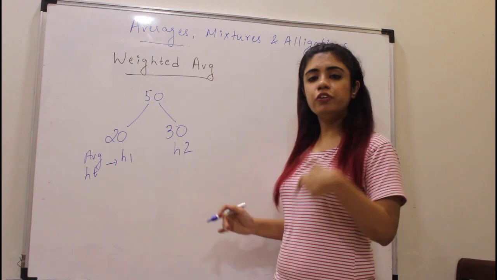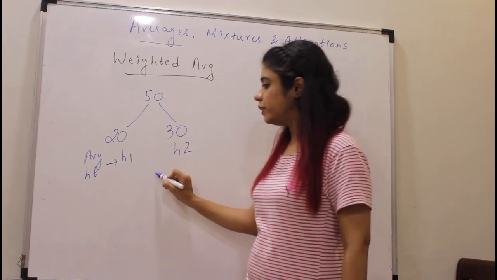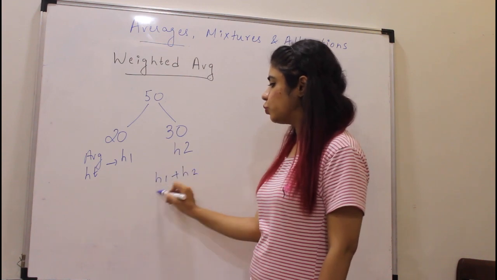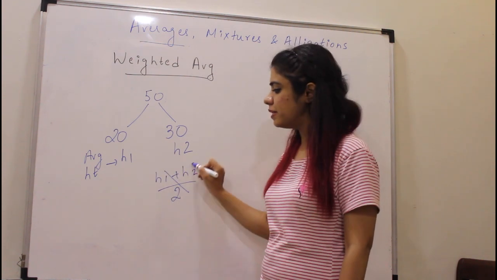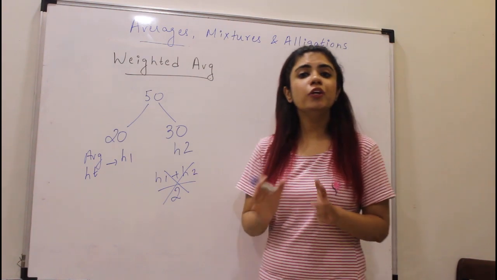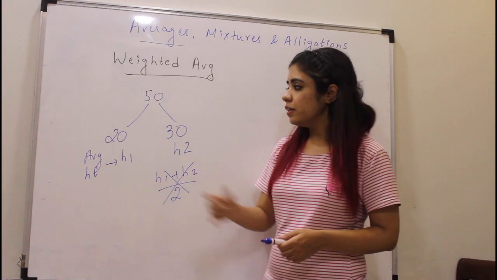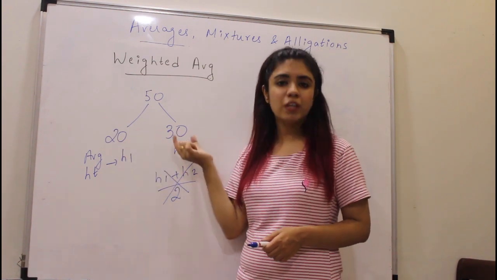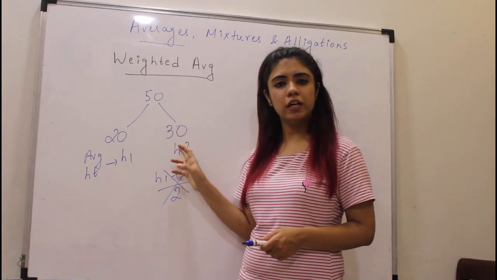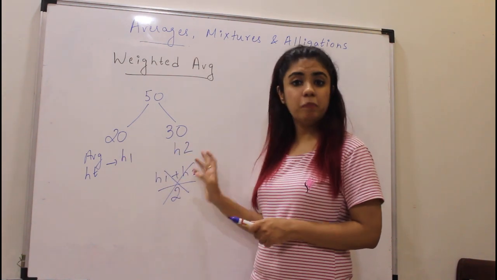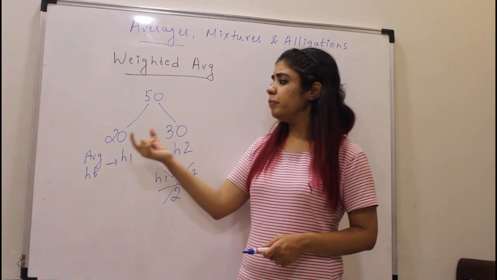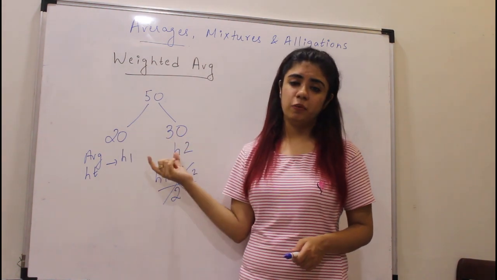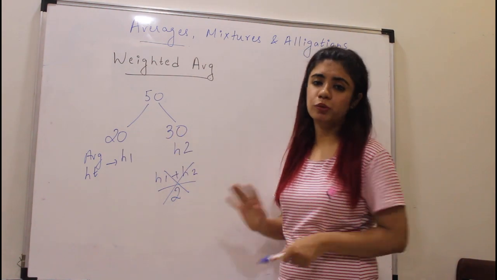Now, generally what do students do? They calculate it as h1 plus h2 upon 2, which is absolutely wrong. You cannot do that because the number of students are not equal. ठीक है, अगर ये equal होता, then this might have been possible. But because your number of students is not equal, you cannot directly jump to this method.